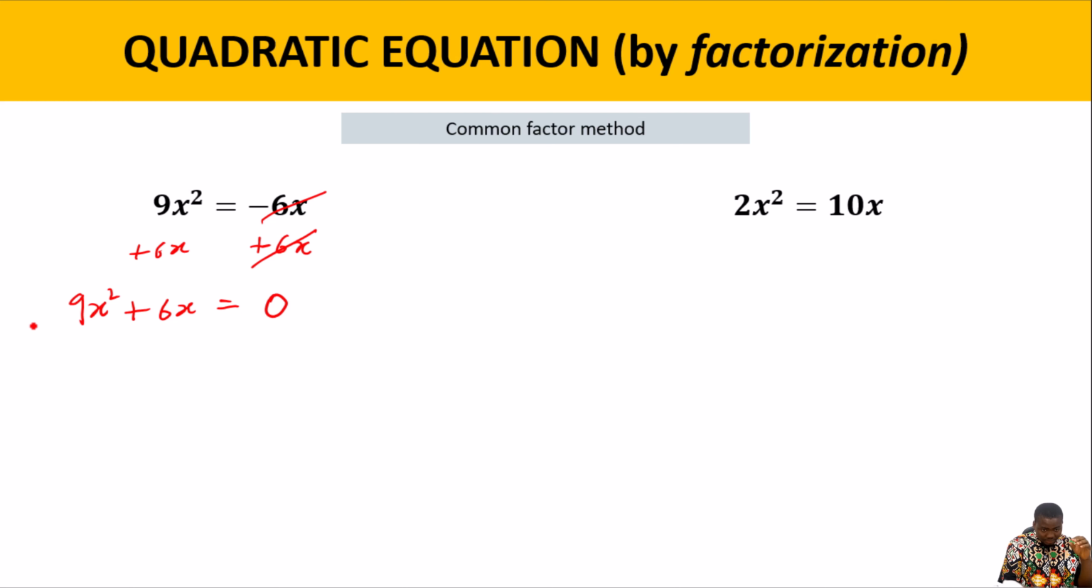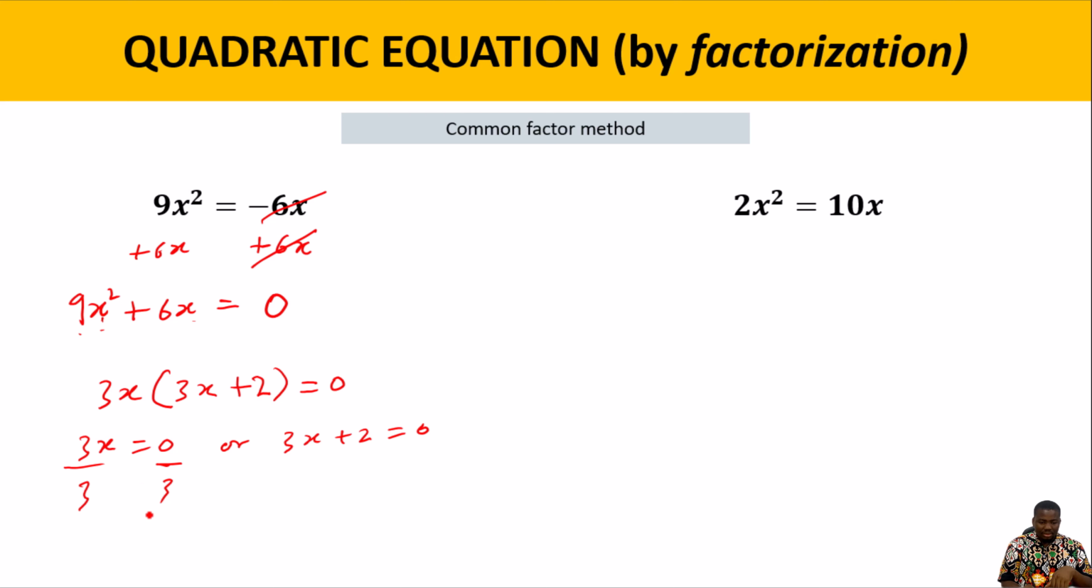If you look at this equation, we can divide both sides by 3x. 6 and 9 have a common factor of 3, and x appears in both, so 3x. So we can say 3x. Now, 9x squared, if we divide it by 3x, we are going to have 3x, plus 6x divided by 3x, that's 2, equals 0, which means 3x equals 0, or 3x plus 2 equals 0. Now you can divide both sides by 3 and you get x equals 0. Or you have to first subtract 2.